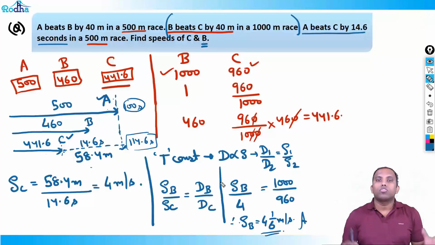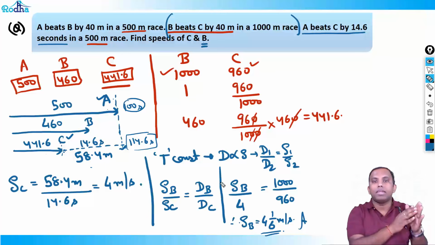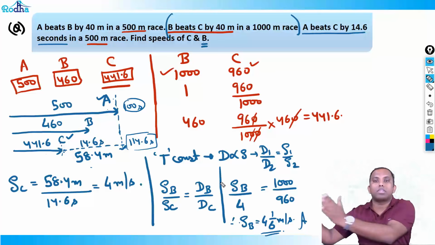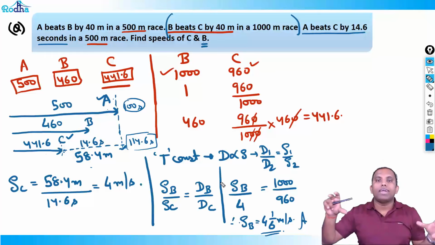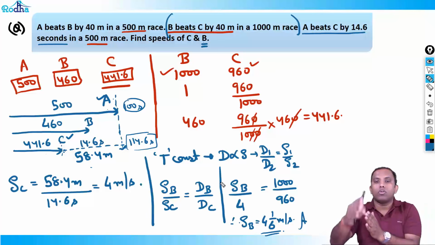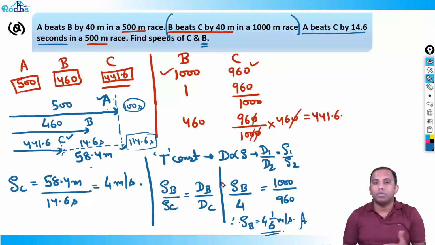Clear? B and C started at the same time. In a certain time, B can run 1000 meter, whereas C can run 960 meter. So for time, we can take time as constant. Distance is proportional to speed. Distance covered by B is 1000, distance covered by C is 960. So 1000 by 960 is equal to the speed of B upon the speed of C. The speed of C is known as 4 meter per second, so you can calculate the speed of B.